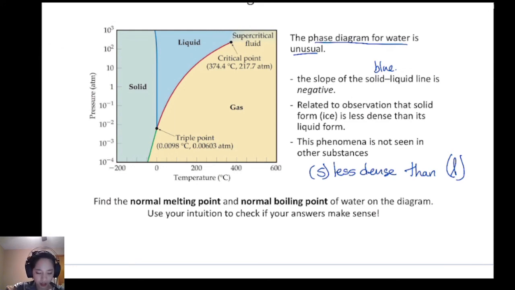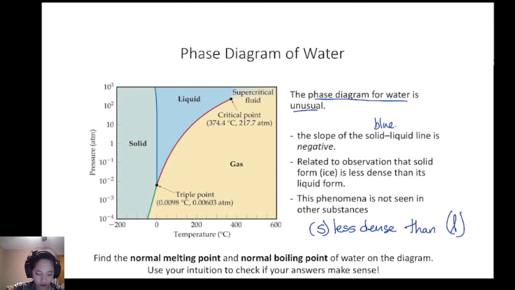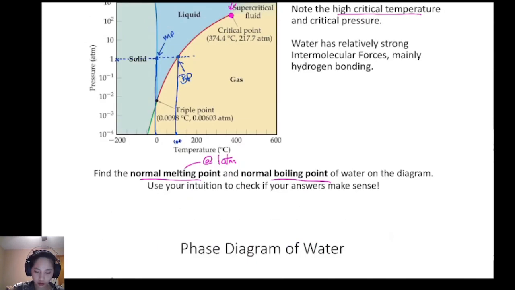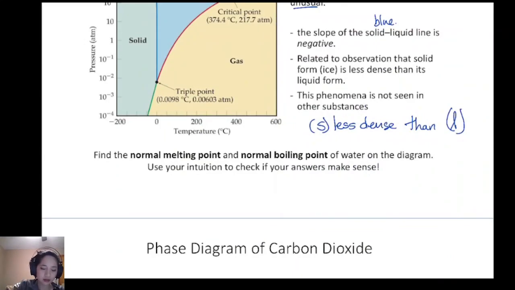Oh, I already did this. We already did this. Use normal melting point and boiling point of water. Use intuition to make sure it makes sense. Okay, sorry, I put it twice.